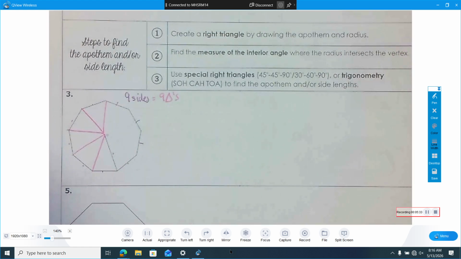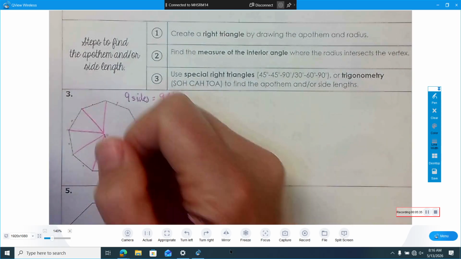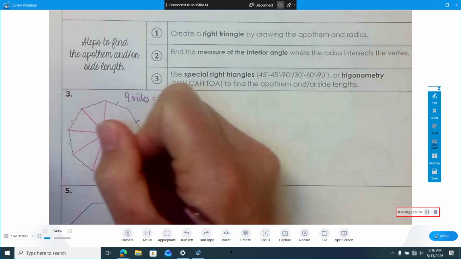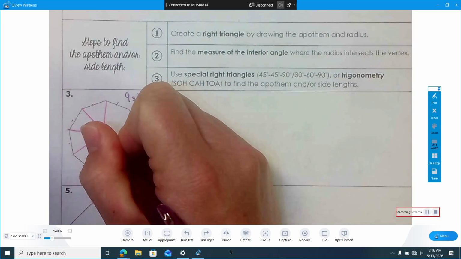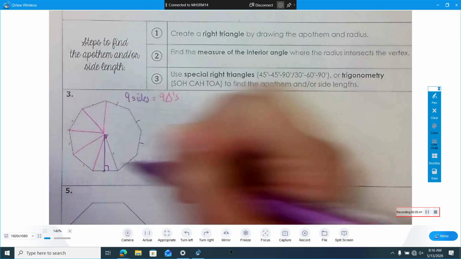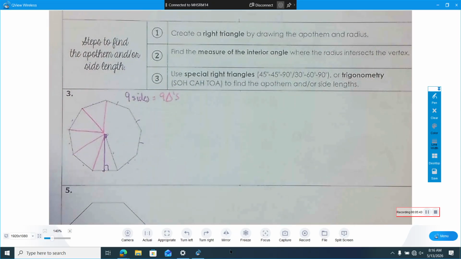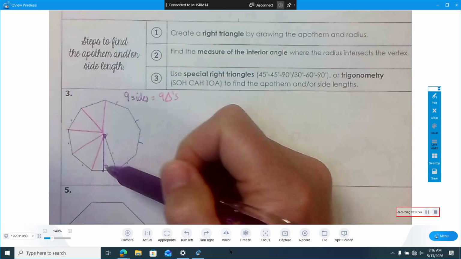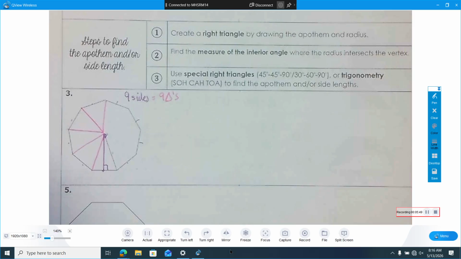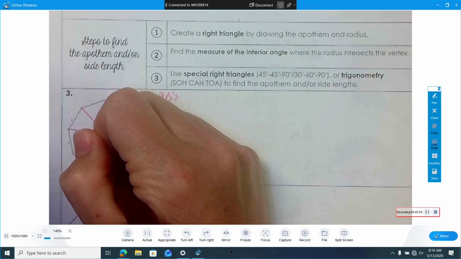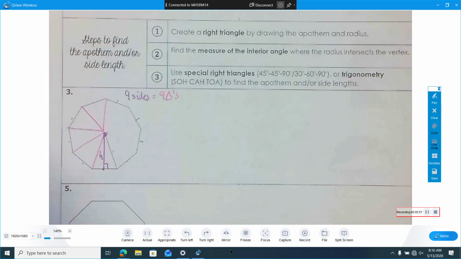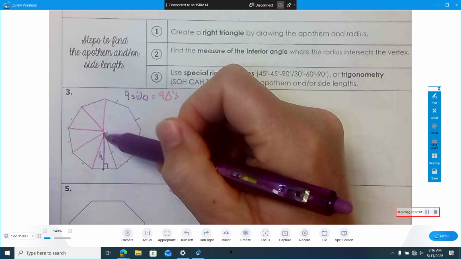But we want to create a right triangle like it says here, so I'm going to drop down from the center my apothem. So there's my little apothem, and the reason I need that apothem is because that's the height of my triangle there. So I have to get that straight up perpendicular height. So I'm just going to call that H because that's the height of my triangle. You can see that we've been given a radius.